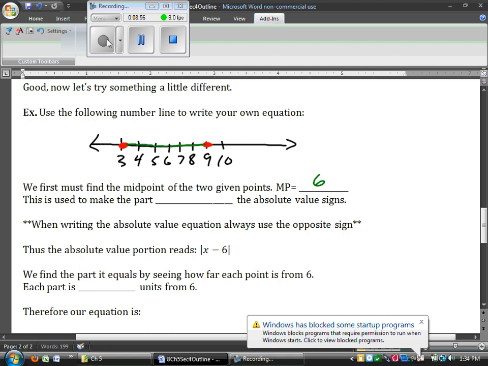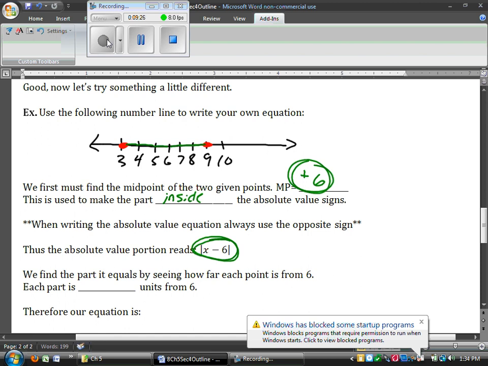The midpoint is used to make the part of the equation inside the absolute value signs. And notice I have an asterisk here. When writing the absolute value equation, always use the opposite. Our midpoint is a positive 6. When we write it in the absolute value, it becomes minus 6. If that had been a minus 6 for the midpoint, inside the absolute value would be a plus 6.